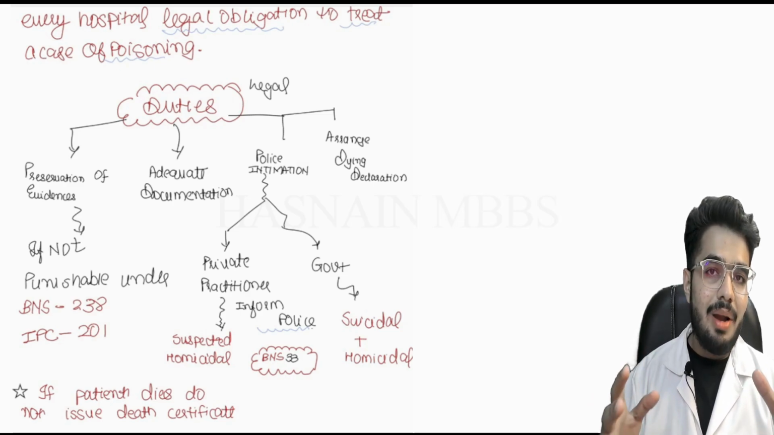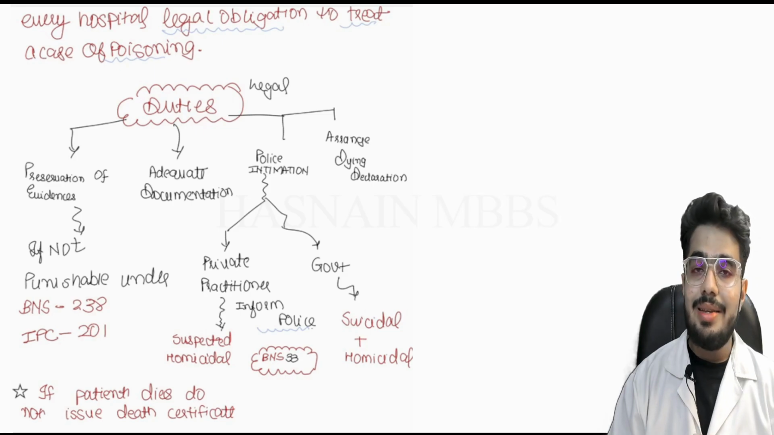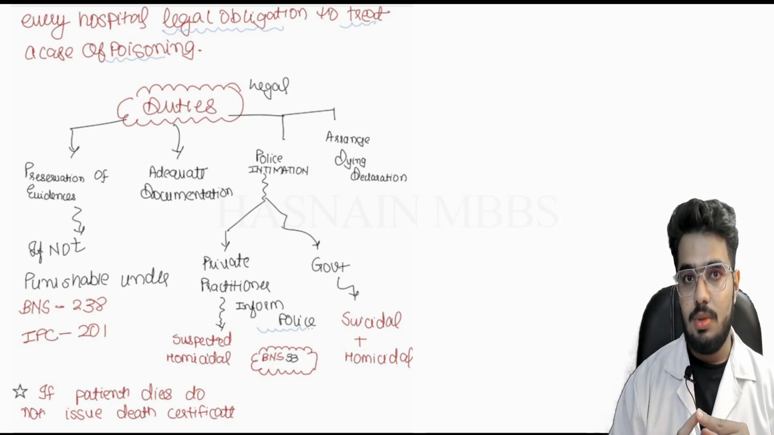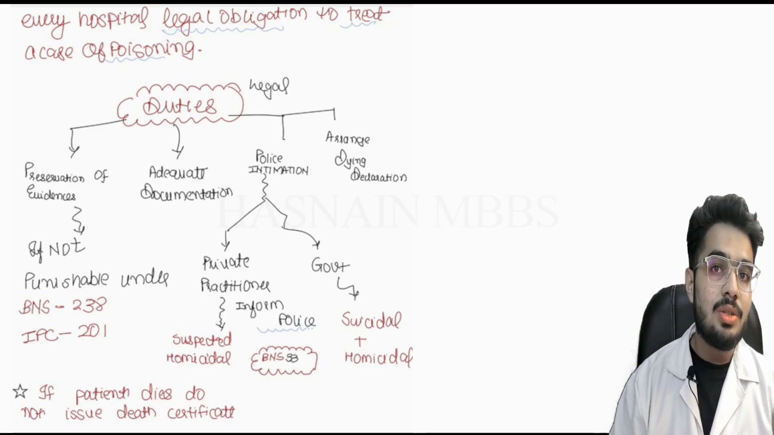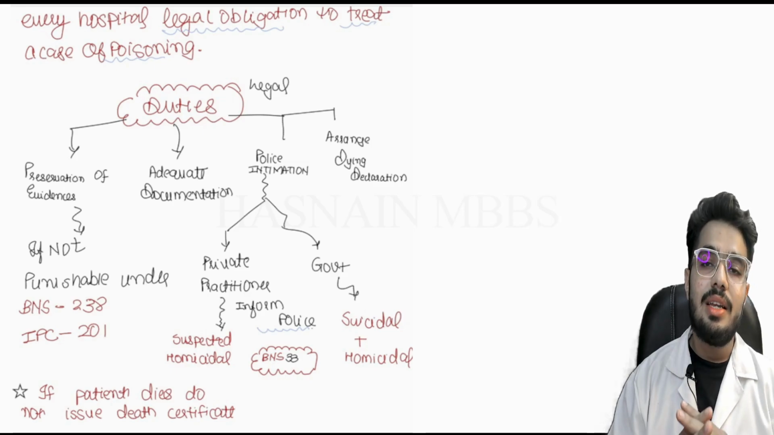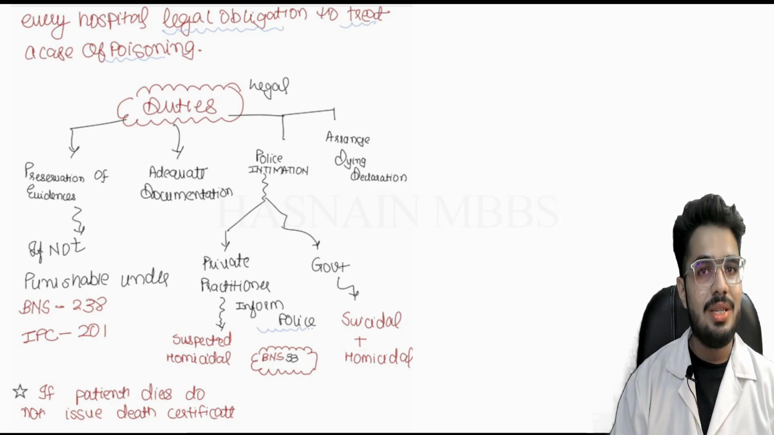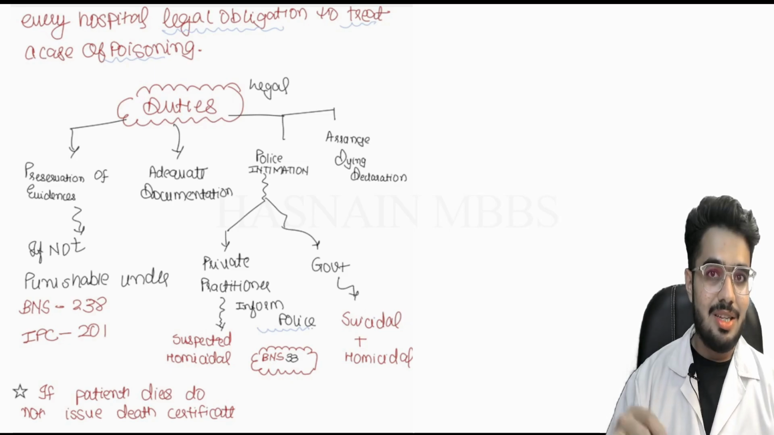If it is a private hospital or private practitioner, they are supposed to inform the police in case of homicidal poisoning only. They are not legally bound to inform in a suicidal poisoning. And in a government setting, in a government hospital, suicidal or homicidal poisoning has to be informed to the police. If it is not informed, it is punishable and it is under BNS 33. And the last duty is to arrange the dying declaration. Understood so far?